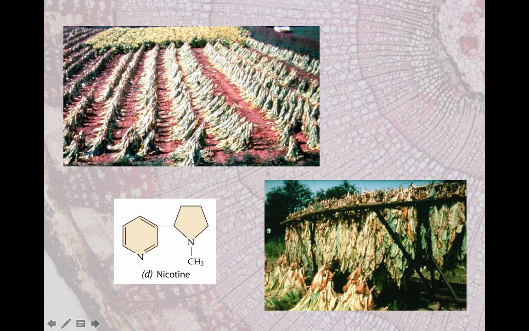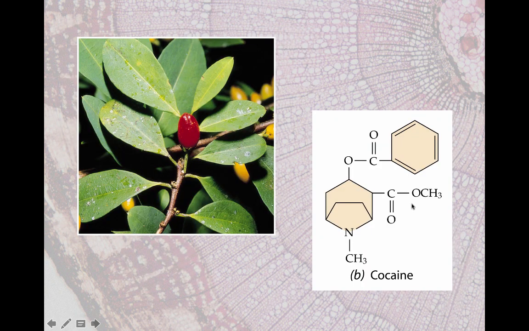Now here's a whole bunch of Nicotiana plants drying in a field, and they're going to be used to make cigars. Here's another kind of alkaloid. Cocaine comes from Erythroxylum, causes changes in human physiology.